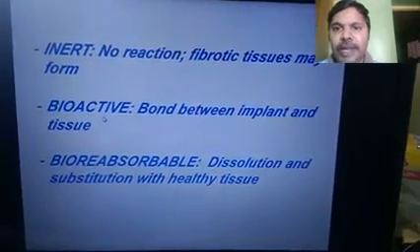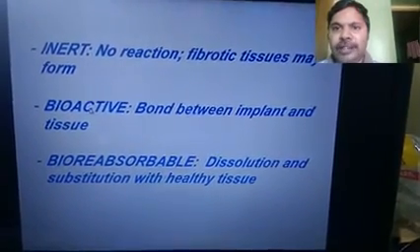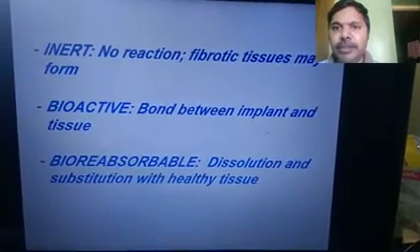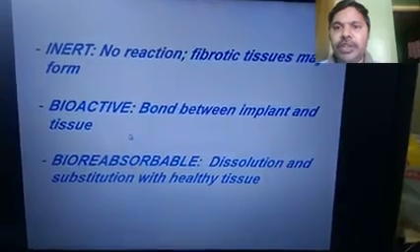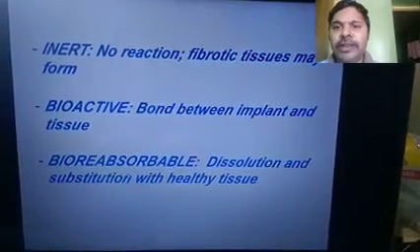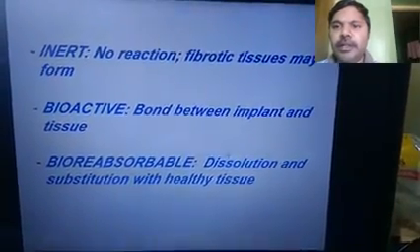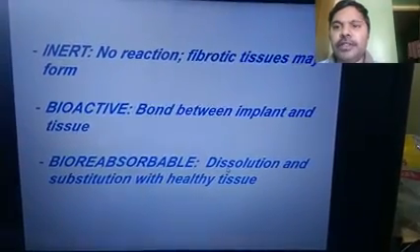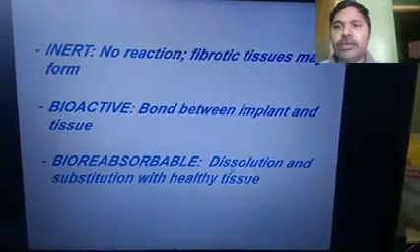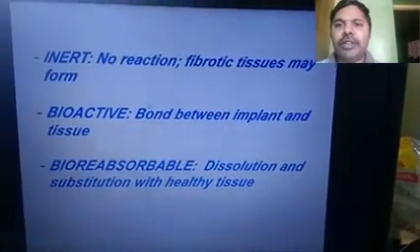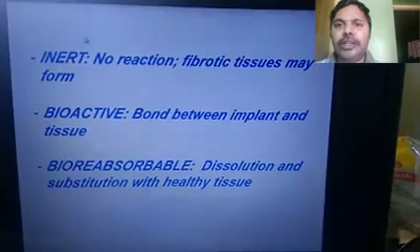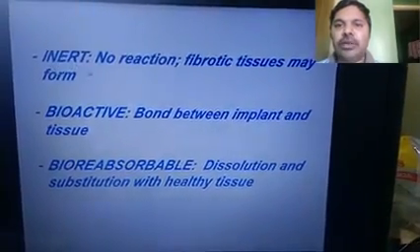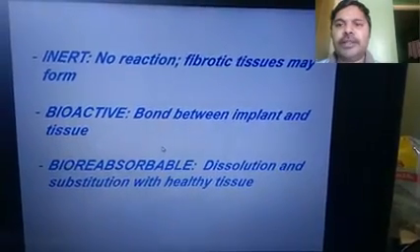So next we can see bioactive. When you implant a bioactive ceramic, it forms a bond between implant and tissue inside your body. If you implant a bioresorbable material, dissolution and substitution with the healthy tissue is formed. So what is dissolution? Dissolution is nothing but dissolve. It will dissolve quickly. It will get dissolved. So these are all the different natures of the bioinert ceramics, bioactive ceramics, and bioresorbable ceramics. So first we can study about bioinert ceramic materials.